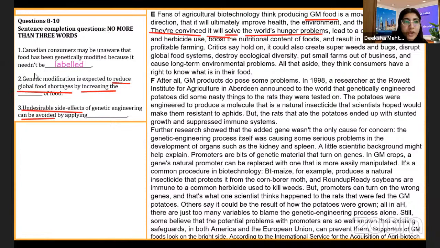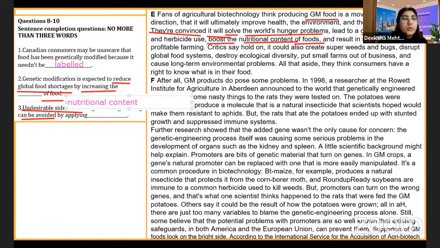So I found the first half. By increasing what? Here it says leading to a drop in. But the question is not asking drop in. It's asking by increasing what? So look for the word increase. Here I found it. Boost the. So what will it boost? Boost means increase. The dash of food. What is the missing word? Nutritional content. It will decrease the food shortage by boosting the nutritional content of food. So that was your answer.